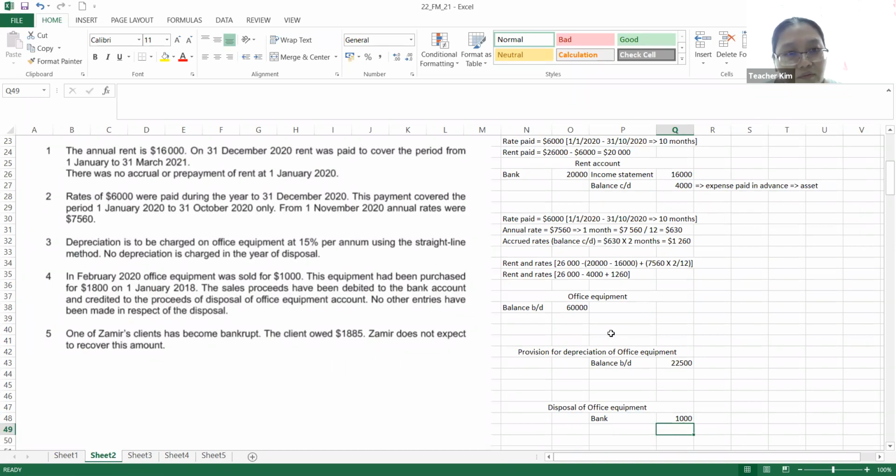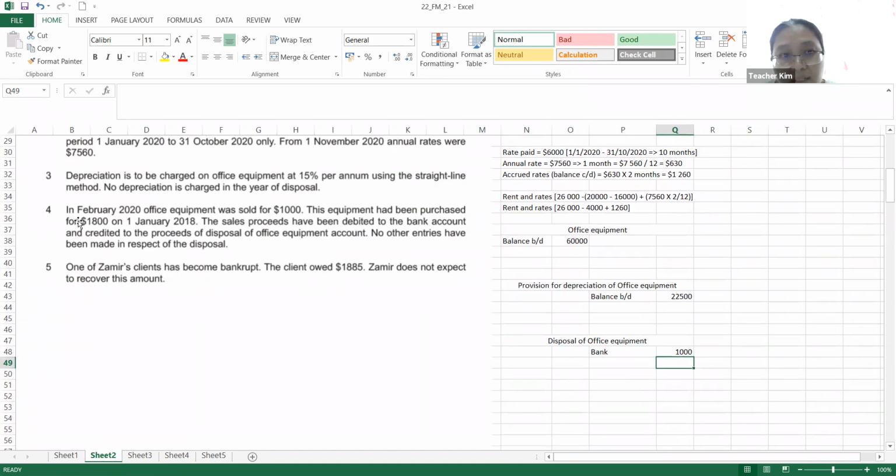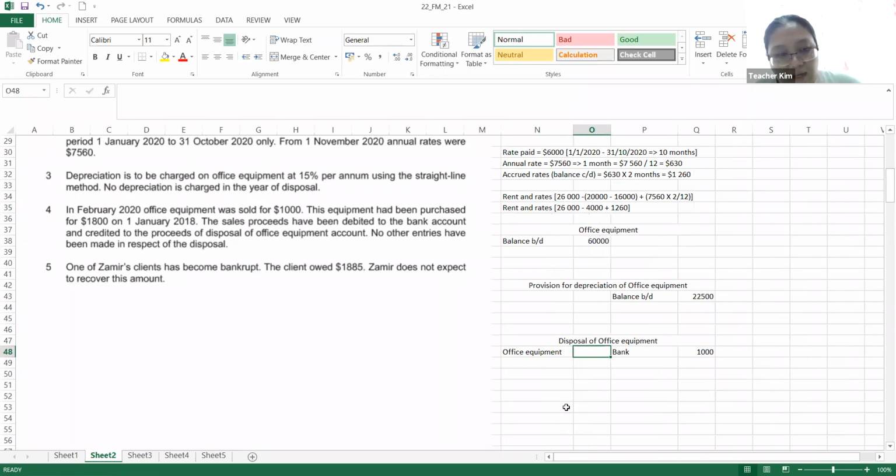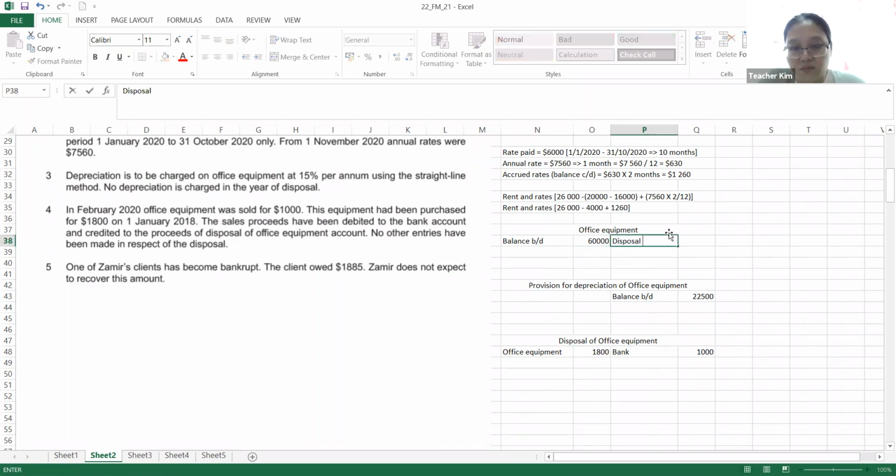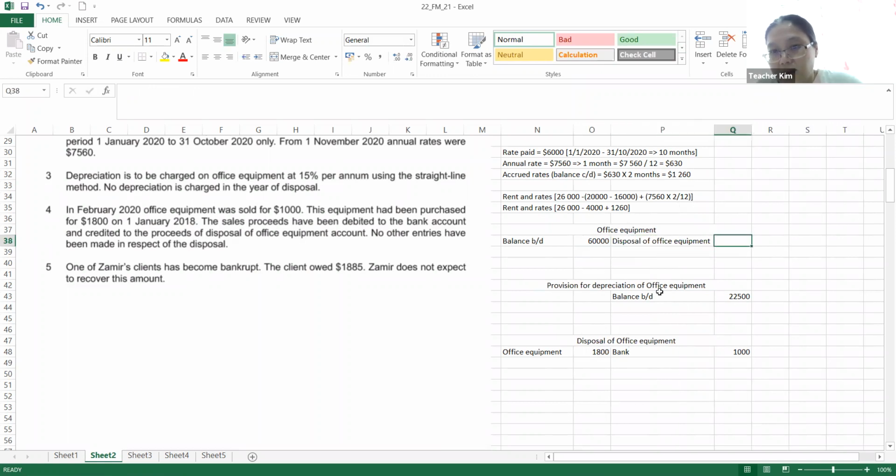Okay. Now we put in this number 4 information before we can calculate number 3. The equipment had been purchased for 1,800 on 1st Jan. So that means this one is the cost of the equipment. So 1,800, debit disposal, credit the office equipment. Okay, this amount is transferred, debit and credit.